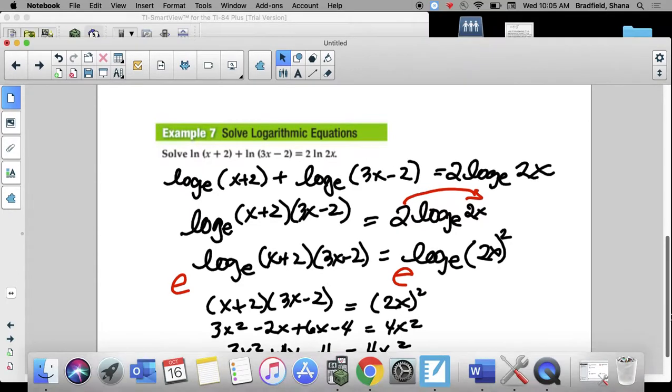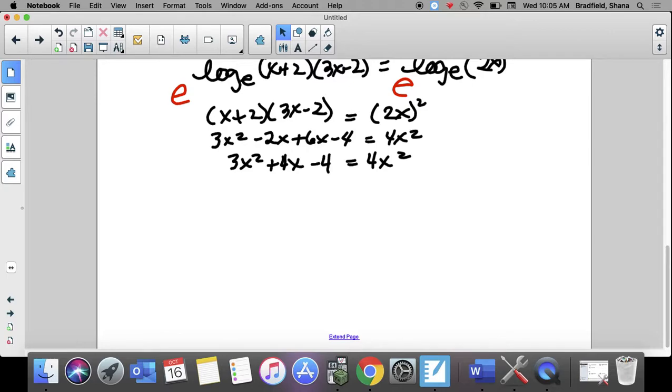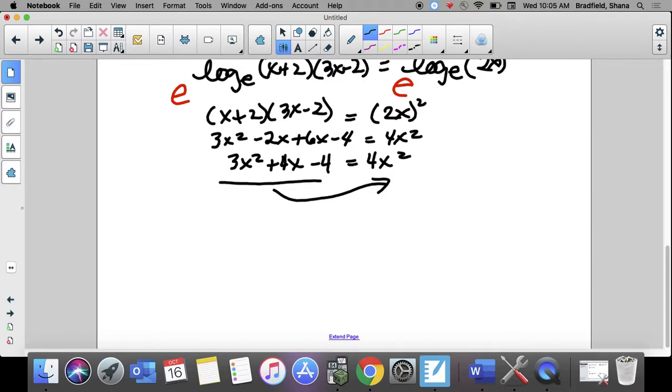Now the way this is set up, I'm going to bring everything over to the right side to keep my x squared positive so that when I factor it'll work out a little bit better. And so all of this here is going to come over to the right side, and I'm just going to end up subtracting 3x squared from 4x squared, so that's x squared. And then positive 4x becomes minus 4x, and negative 4 becomes positive 4 equals 0.